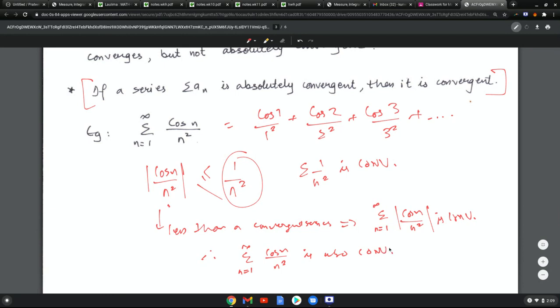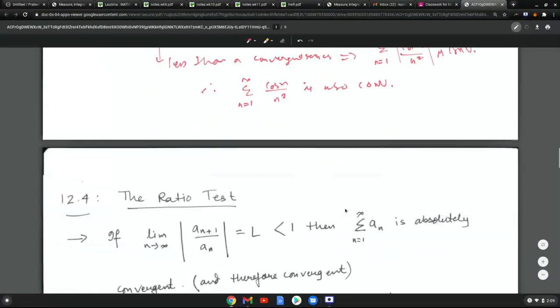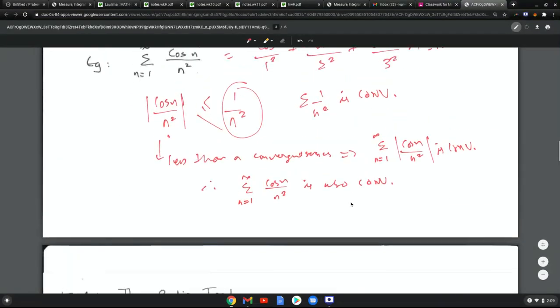Now, if you think about it a little bit, what the absolute value does is it makes everything positive. So if you're adding a bunch of positive things and it's finite, and then you change some of those positive terms to possibly be negative, it cannot be more than what you had before. So it also has to be finite. That's the end of that.